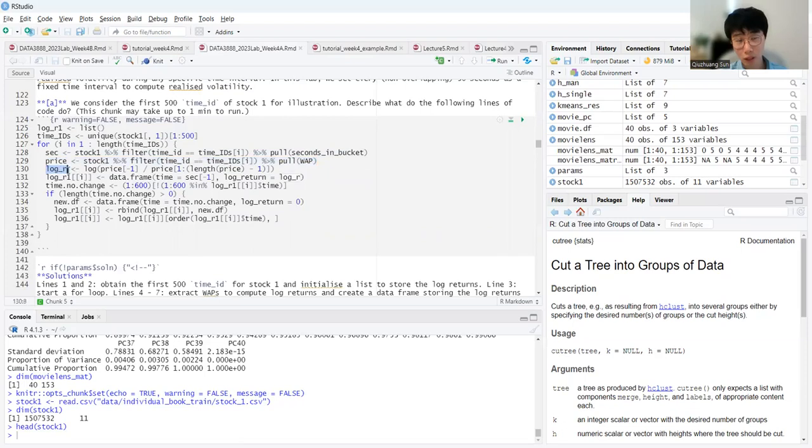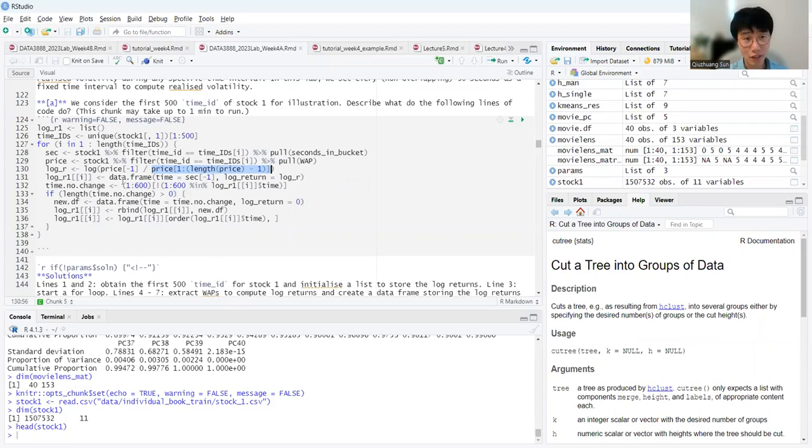Then to compute the log returns, we need to compare the weighted average price at the current point with the WAP at the previous time points. So here with the -1, I remove the first observation. So now I can see the price from the second point to the last point. And here is the price from the first point to the second last point. If I divide them and take the logarithm, it's just the log returns at time 2, 3, 5, 6, all the way to the final time point.